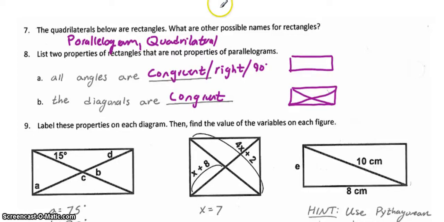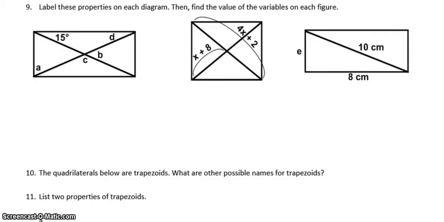For 8, we have that all angles are congruent, or right, or 90 degrees. In a rectangle, this is something we've known for a while. We can fill this in just like that. And B, the diagonals are congruent. This is a little bit newer. That means that the diagonals not only bisect each other, but are all the exact same length. So let's see how we can use some of these properties to help us with number 9.